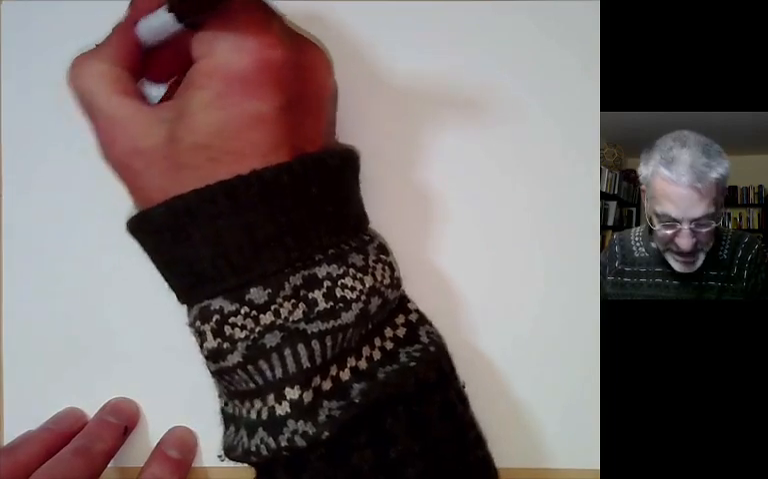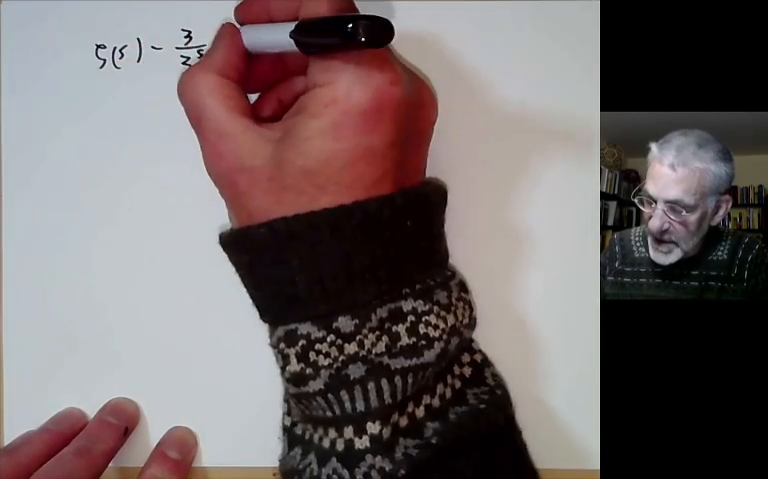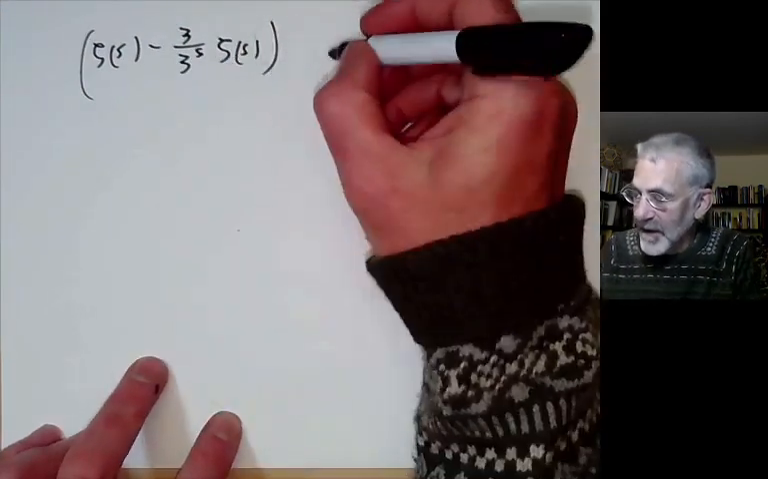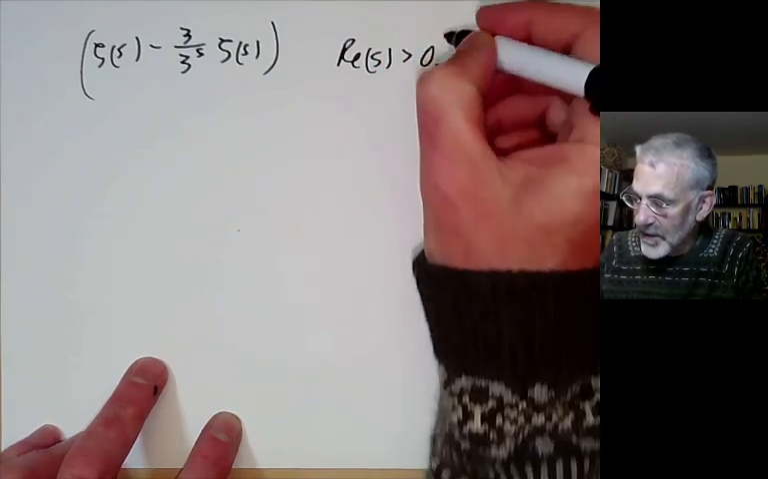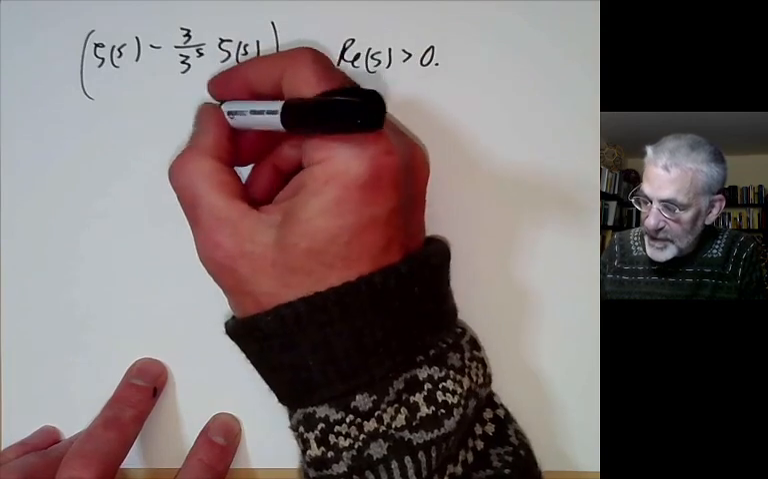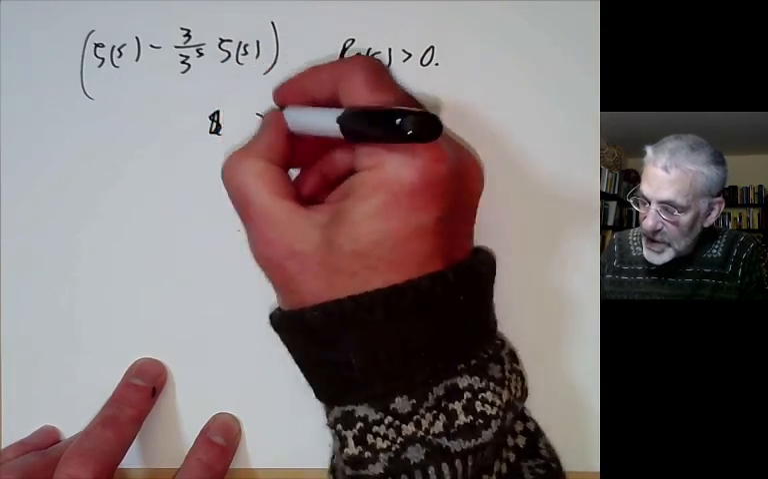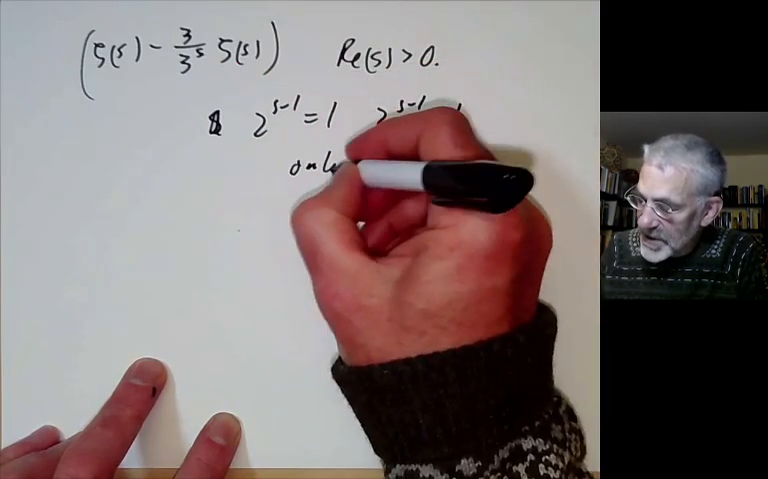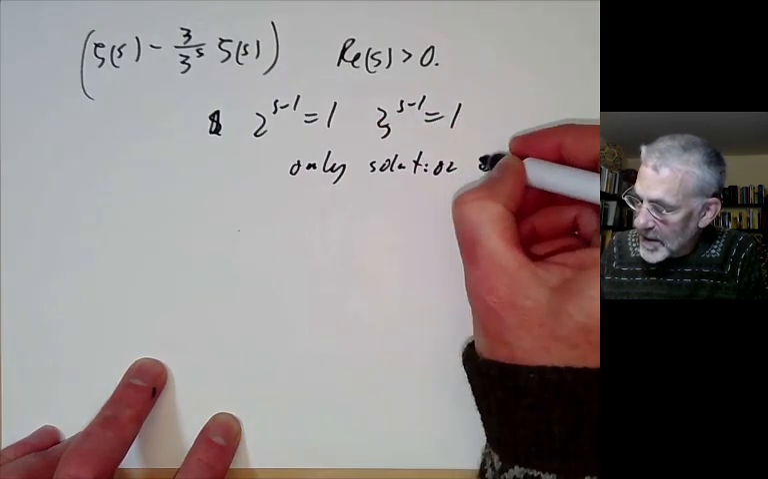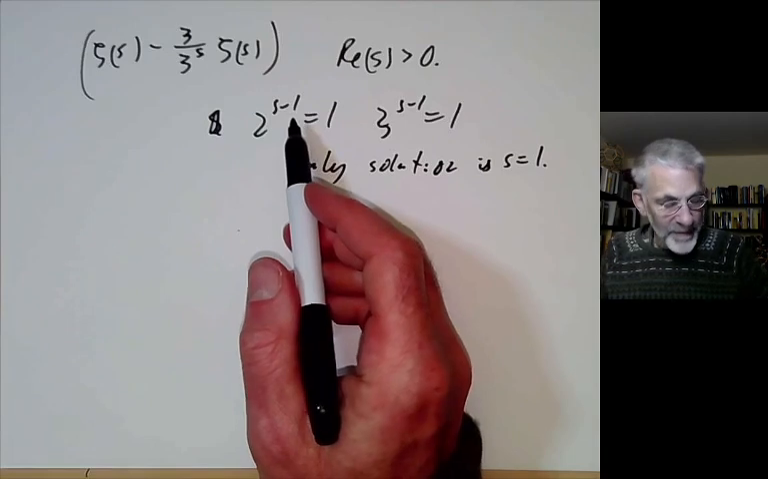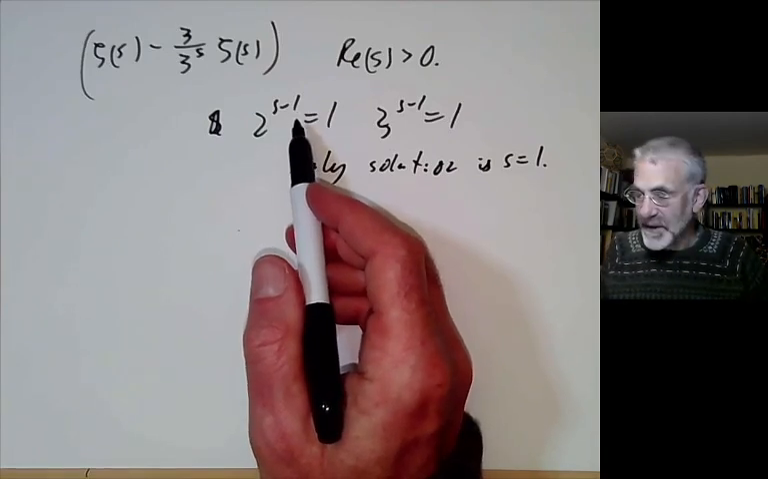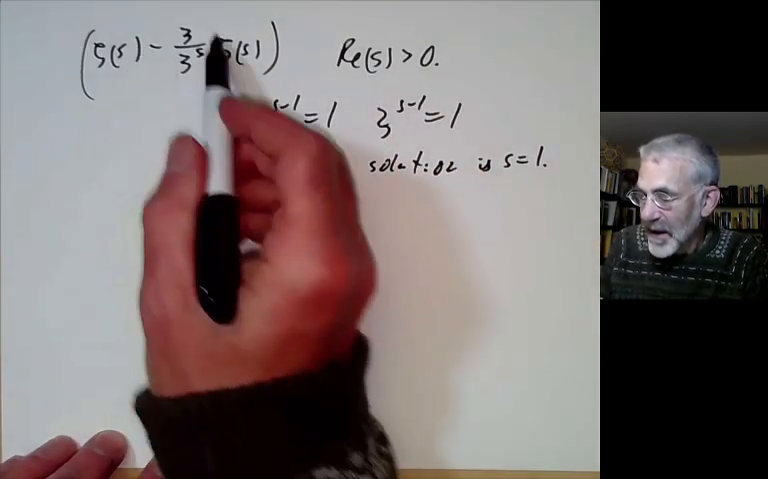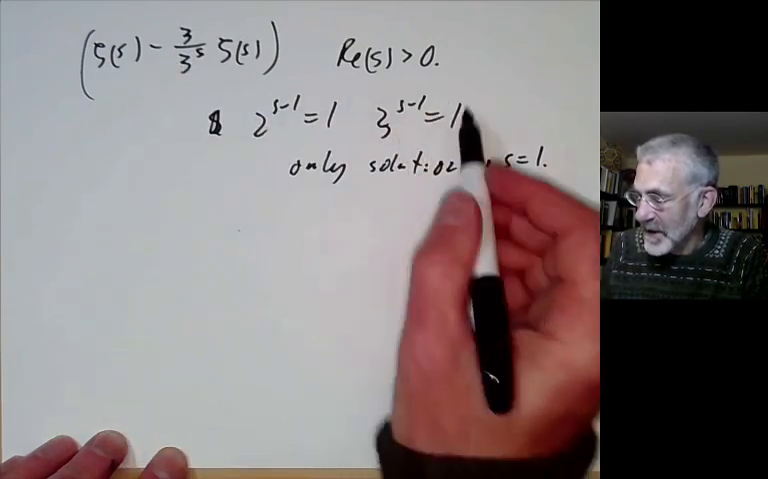We can look at zeta of s minus 3 over 3 to the s times zeta of s, and do the same trick and show that this is also defined for real part of s greater than 0. And now we just use the fact that 2 to the s minus 1 equals 1 and 3 to the s minus 1 equals 1 have only one common solution, which is s equals 1. So the first definition shows that zeta of s is defined whenever 2 to the s minus 1 is not equal to 1 and real part of s is greater than 0. And this variation using 3 instead of 2 gives the same value for that.